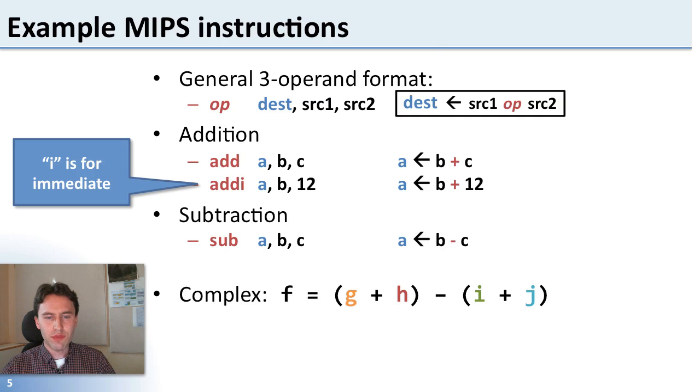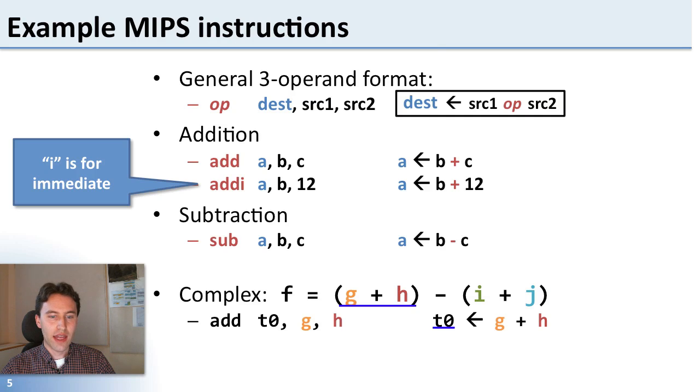Now what if we want to do something more complicated? Here we have an equation, F equals G plus H minus I plus J. Now MIPS is a 3-operand format. That means that we don't have any instructions which cover this entire thing. So what we're going to have to do is break it up into 2 pieces. First we're going to do the first half of it.